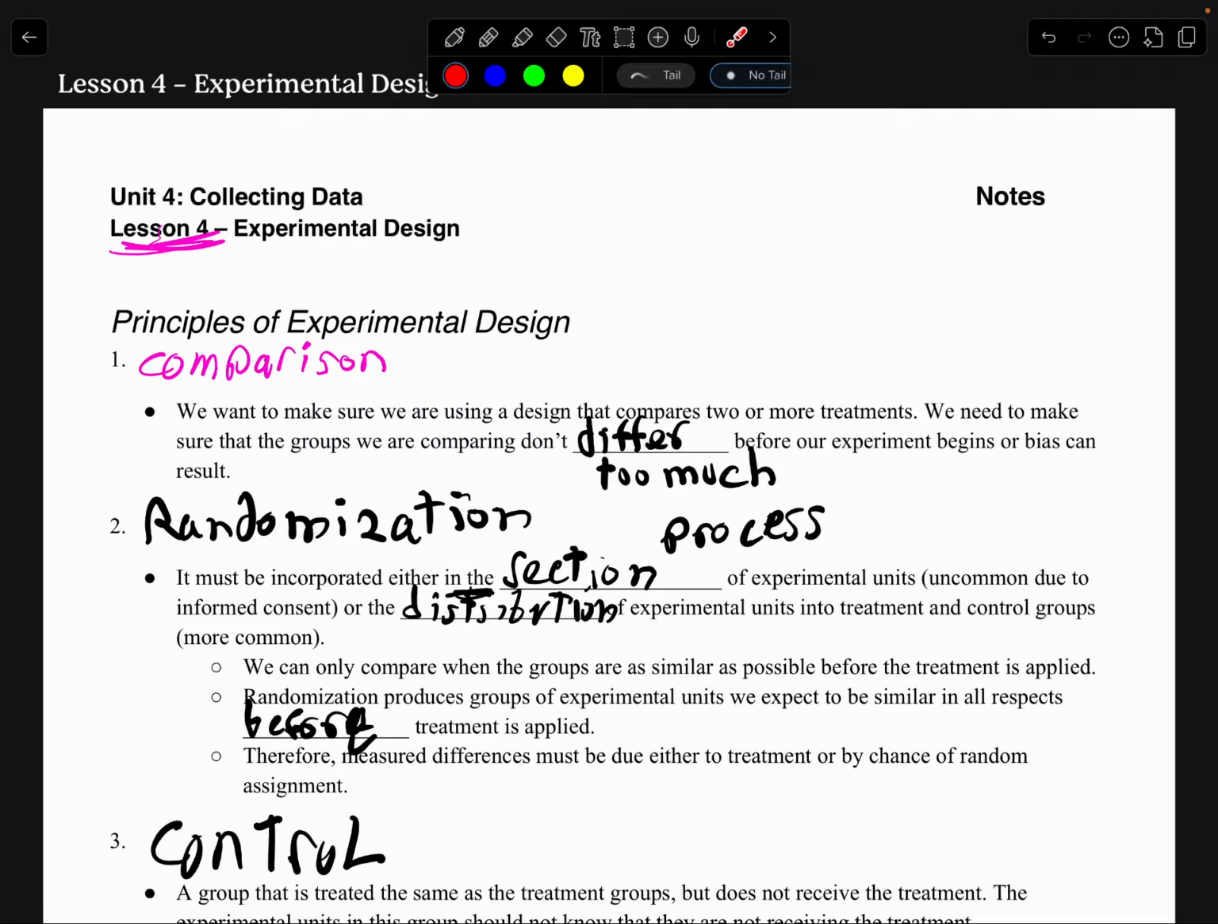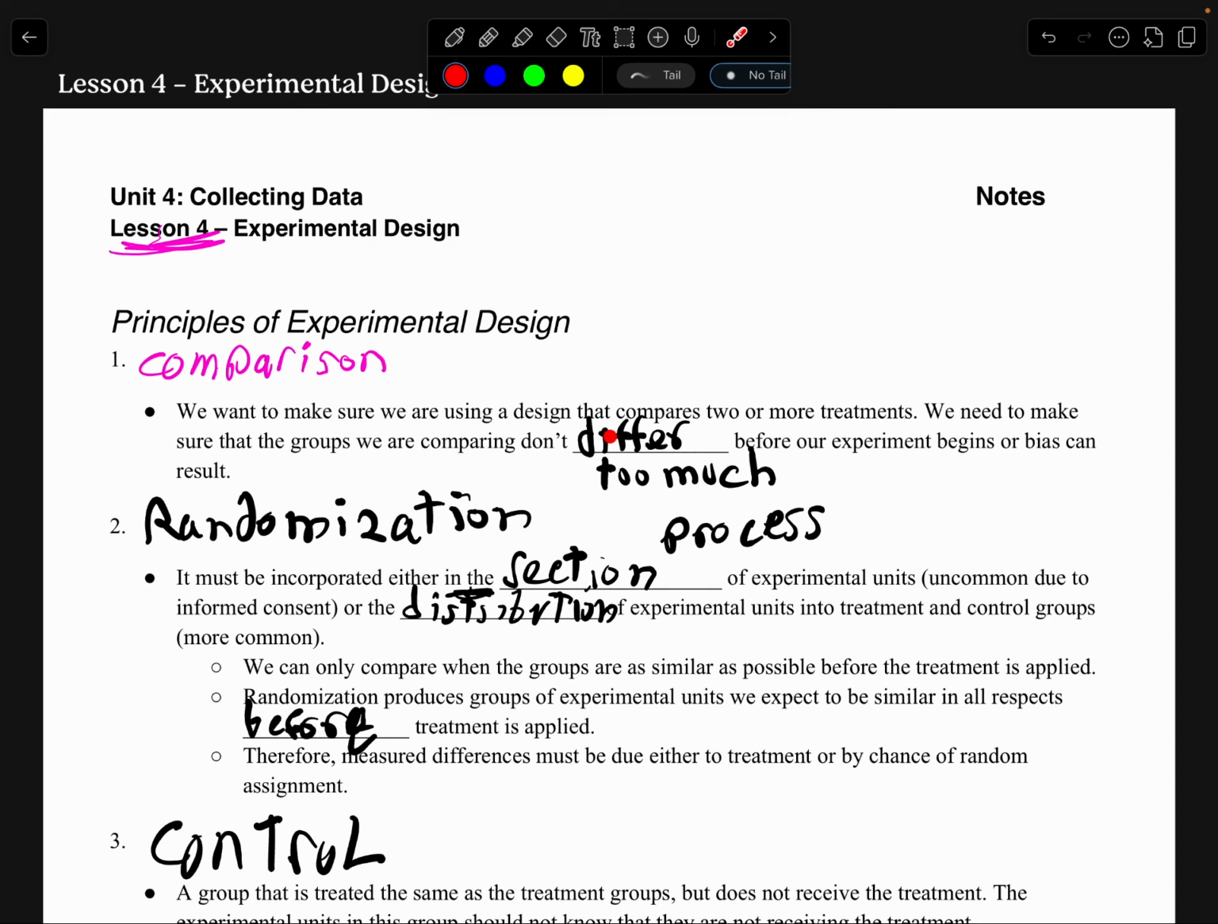So here are some ideas inside of designing experiments. There's this idea of comparing two things. We want to make sure that we're using a design that compares two or more treatments. It could be like pill A and pill B, which one helps us the most, something like that. We need to make sure that the groups we are comparing don't differ too much before the experiment begins, or bias can result.